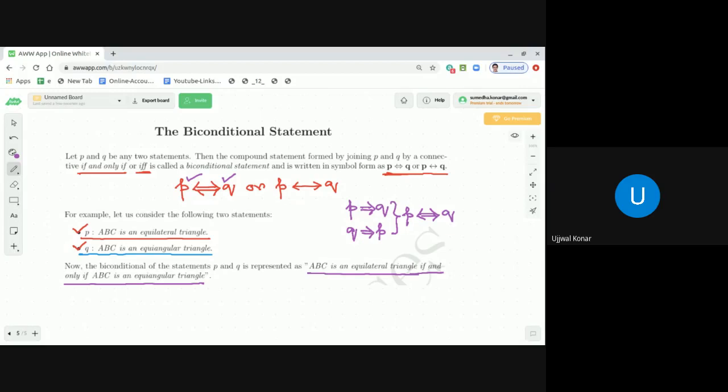With this, I would like to conclude the class for today. In the next class, we will discuss quantifiers. Then we'll discuss the validity of statements, and then some more discussion of validity of statements, and that will complete our entire discussion of mathematical reasoning.